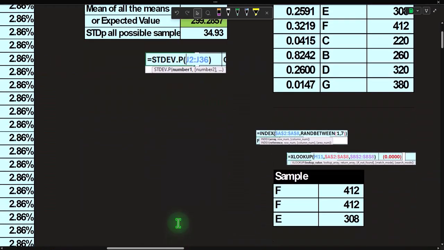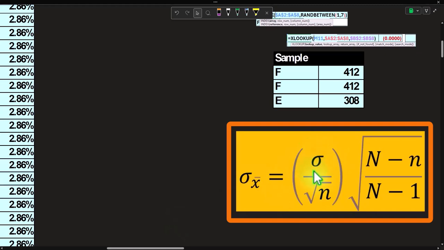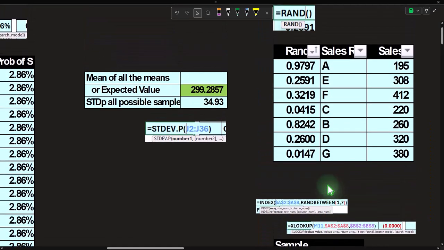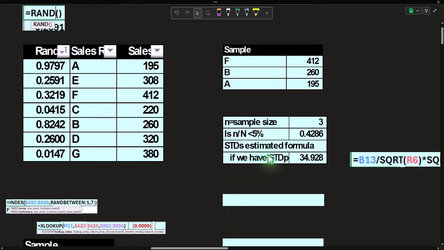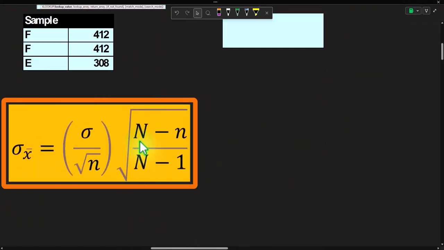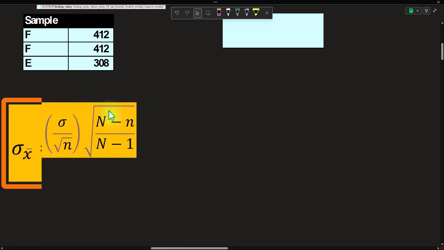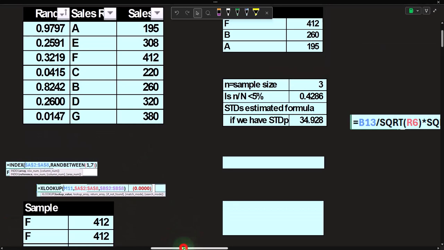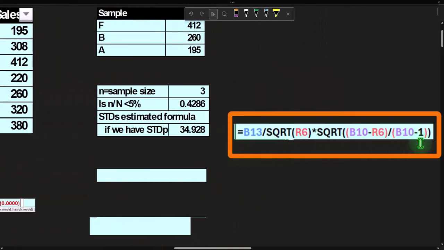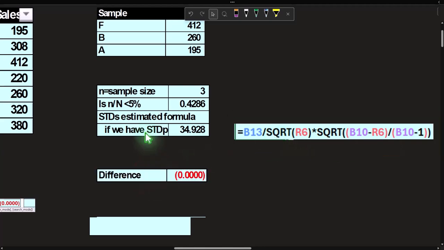So if we didn't have the standard deviation of the population, we could replace it with the standard deviation of the sample we have divided by the square root of n, where n is the sample size, in our case 3. Then, because we had a sample size that is pretty large compared to a small population, we had to use the correction factor, which is the square root of big N, the population of 7, minus little n, the sample of 3, divided by big N, population of 7, minus 1. Typically this would be cut off, but because we have such a small population, we have to use it. Here's our calculation in Excel, and that's going to give us a difference.